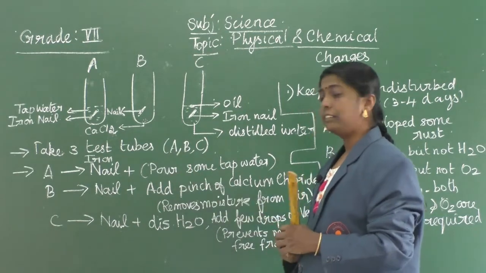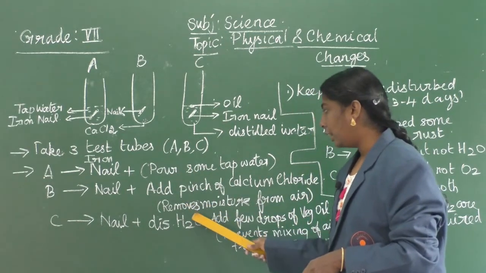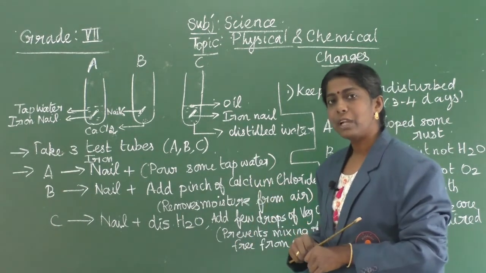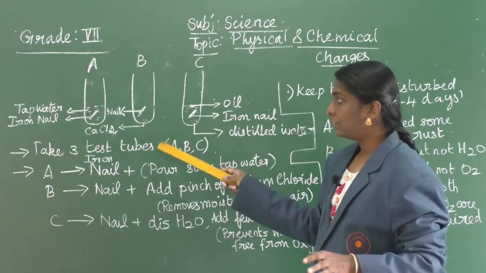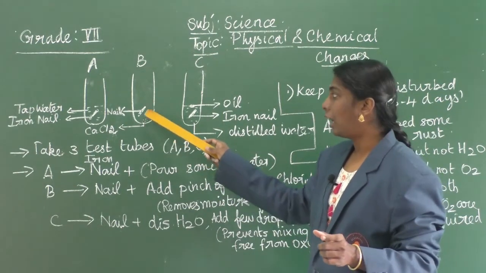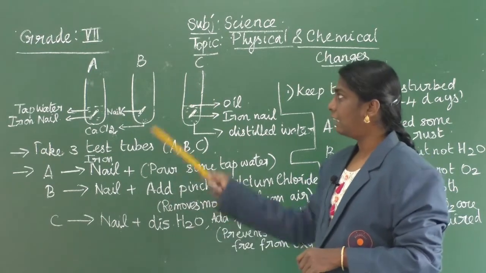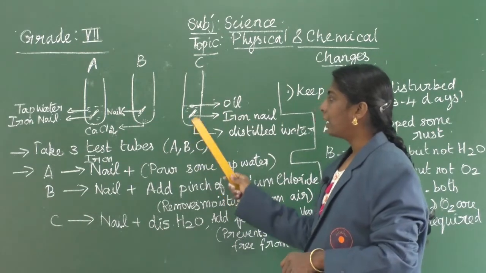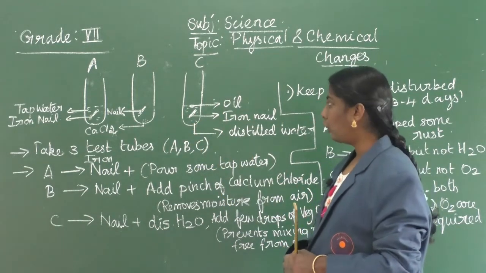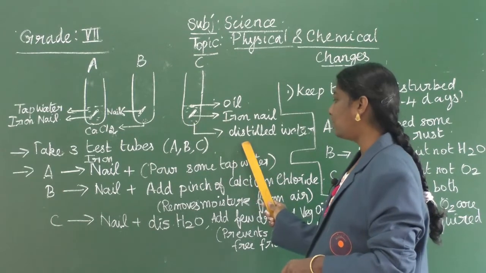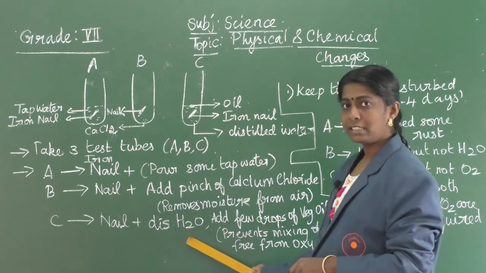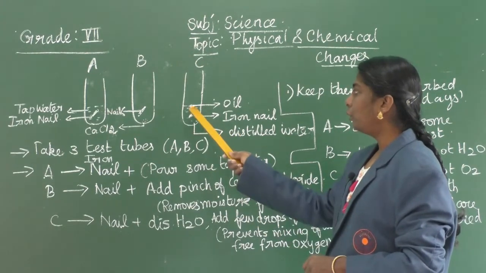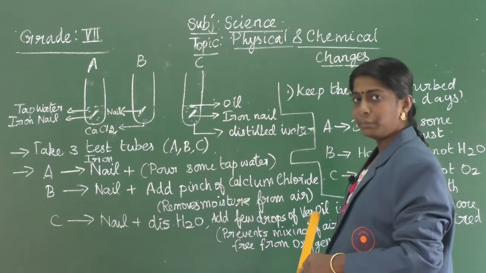So why are we adding calcium chloride here? So that it removes moisture from air. So there is no water, only a pinch of calcium chloride along with the iron nail in the second test tube. Clear? Then in the third test tube, we already have an iron nail. Along with that we are adding some amount of distilled water, and then add a few drops of vegetable oil.